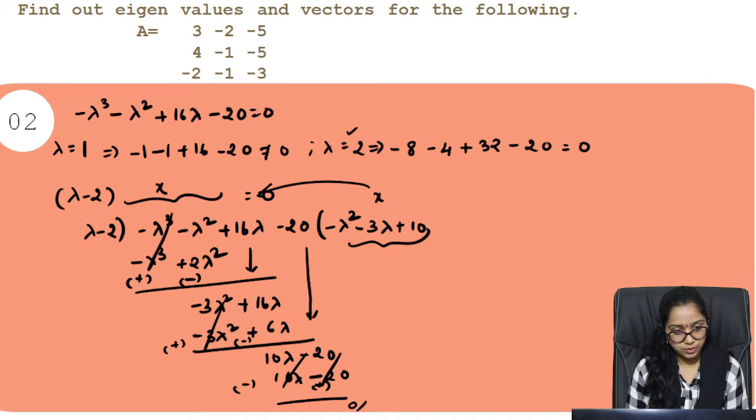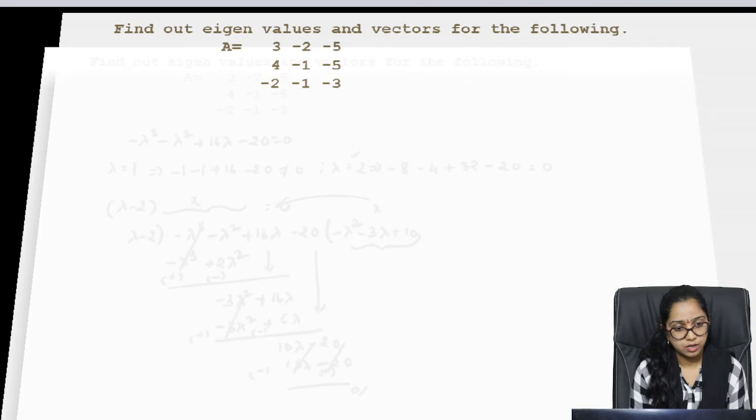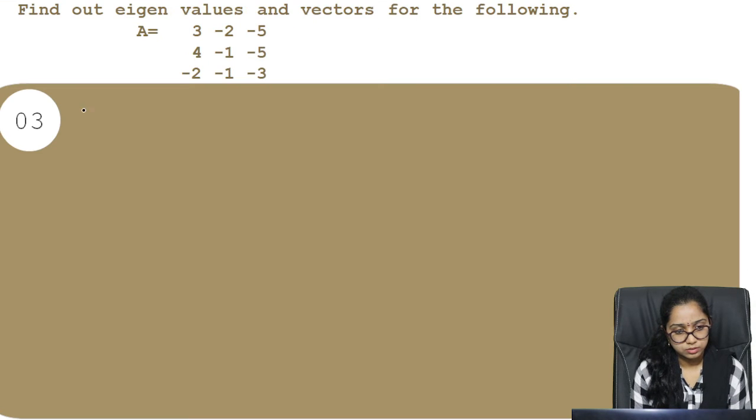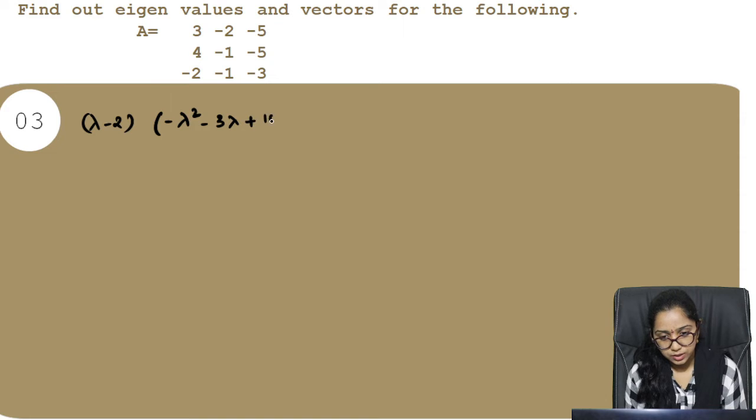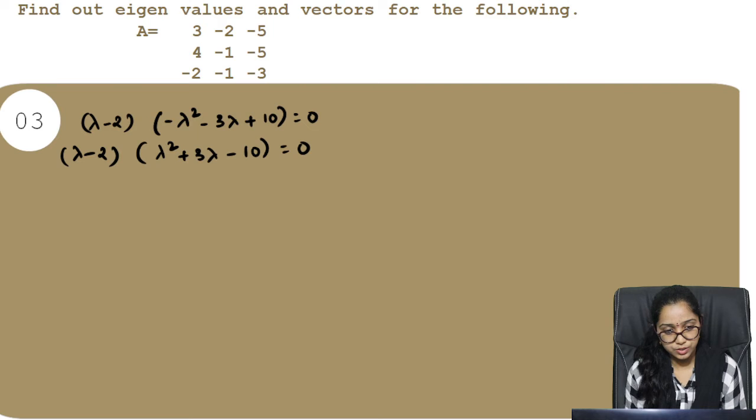So the resultant will be lambda minus 2 into minus lambda square minus 3 lambda plus 10 equal to 0. Now let me send this minus to the other side so that solving this equation will be pretty simple. So lambda minus 2 into lambda square plus 3 lambda minus 10 is equal to 0. Now by solving this equation, we will be finding the eigenvalues.